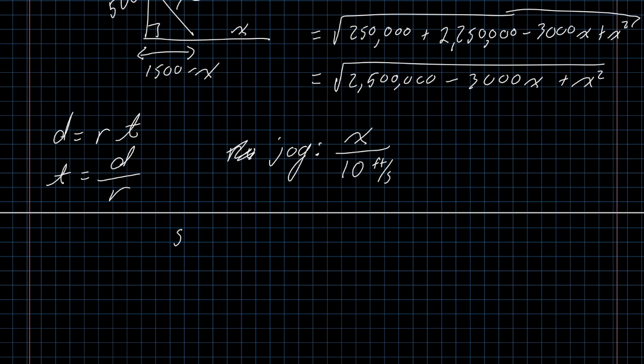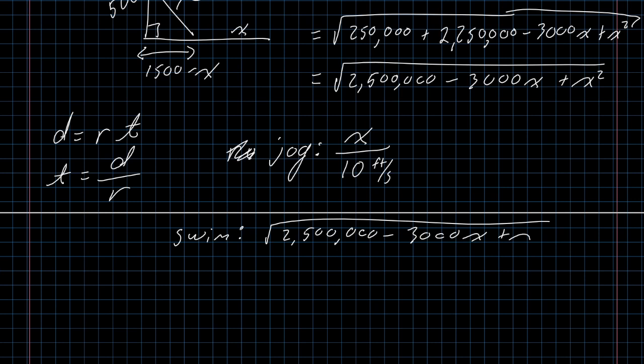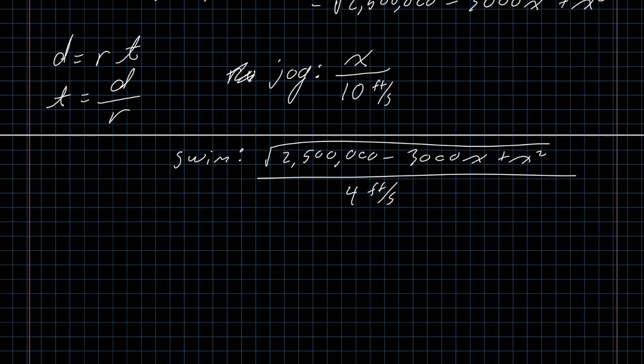Our beachgoer is also going to swim. The distance she is going to swim is this wonderfully simple expression, the square root of 2,500,000 minus 3,000x plus x squared, and the rate at which she swims is 4 feet per second. So if we add these together, we have the total time.